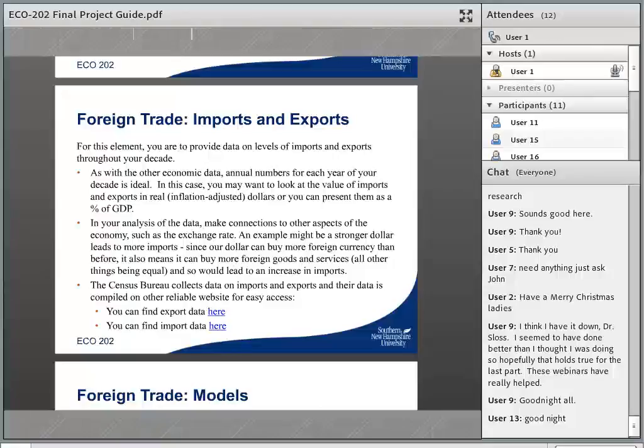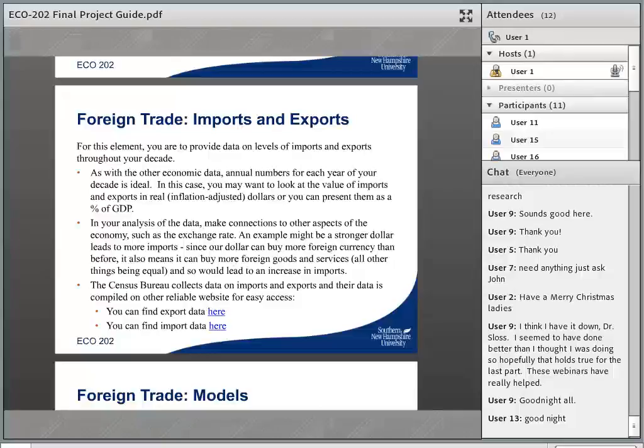In your analysis of the data, you're going to make connections to other aspects of the economy, such as the exchange rate. Again, this was something that we covered in week 6, so now you're able to apply this. We've given an example here of what might have been part of the story. If there's a change in the exchange rate, how does that play into the imports and exports levels that you see, for instance? Or there might have been something else that affected it. You want to look for some explanation for any trend that you observe.